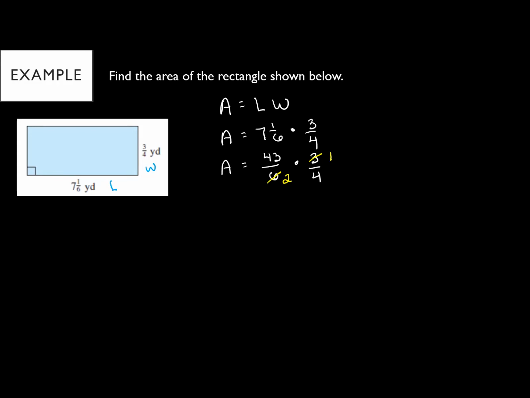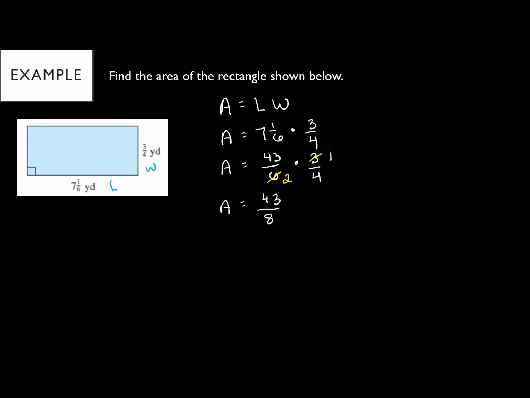So we're going to multiply these numbers straight across, and this gives us our area of 43 times 1, so it's just 43, and then in the bottom 2 times 4, which is 8. Now, in math, when you have fractions, we would just leave it as 43 over 8.